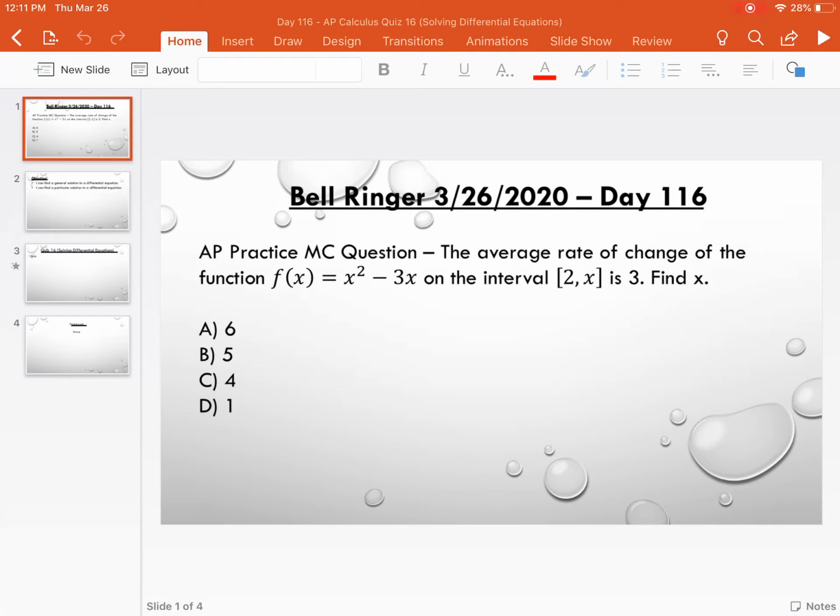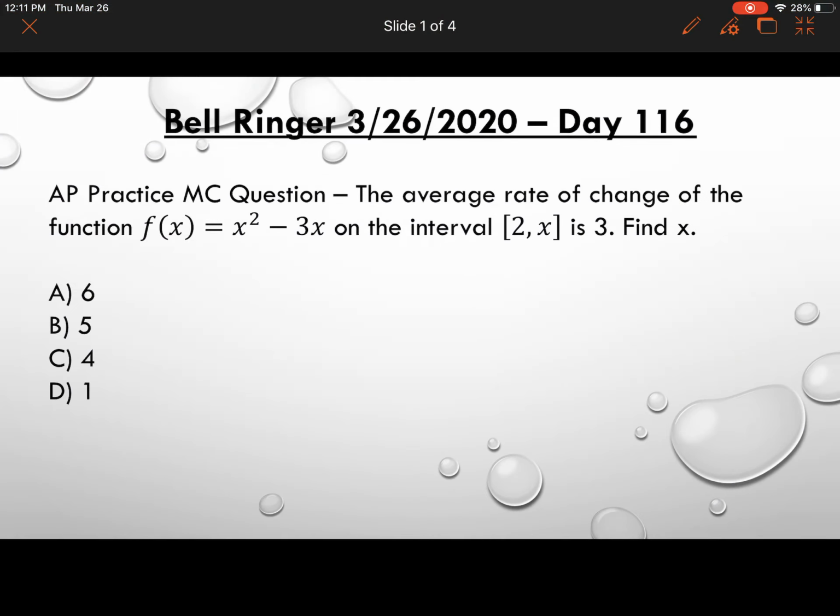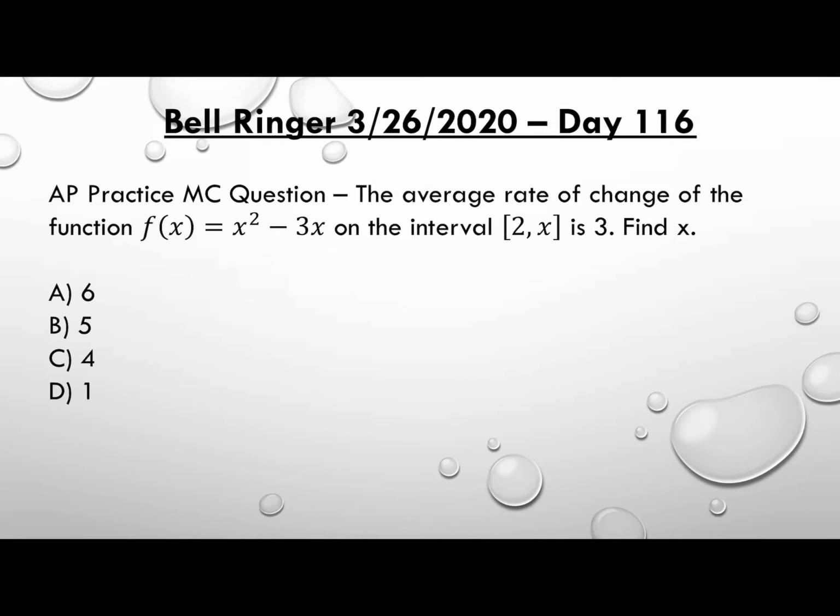Let's do our bell ringer first, then we'll talk a little bit more details about any updates and the lesson for today as well. So let's get to the bell ringer. This is a practice multiple choice question. The average rate of change of the function f of x equals x squared minus 3x on the interval 2 to x is 3. Find x. This will actually end up being a short problem.